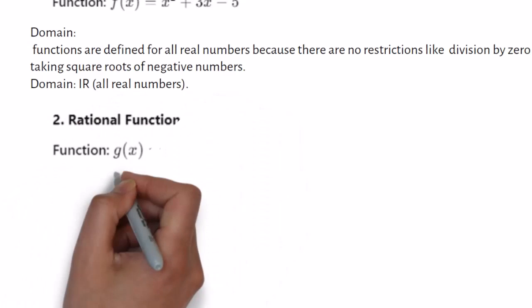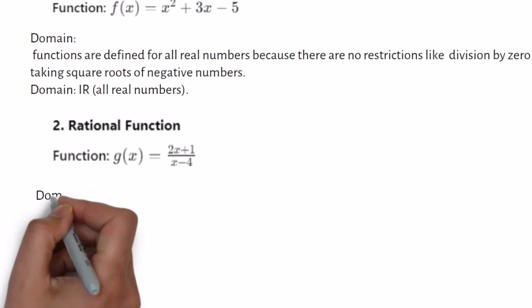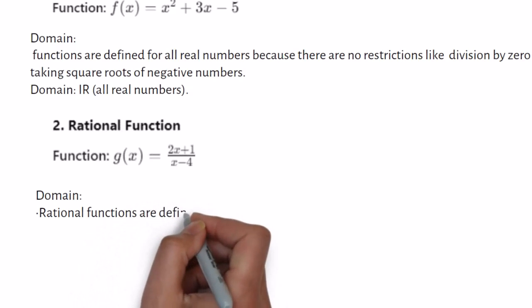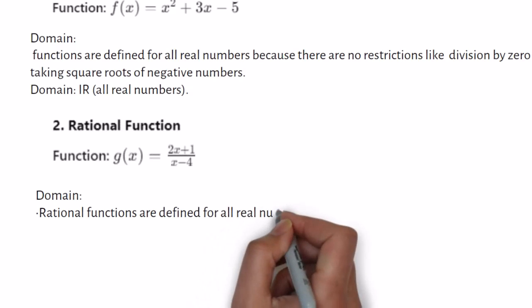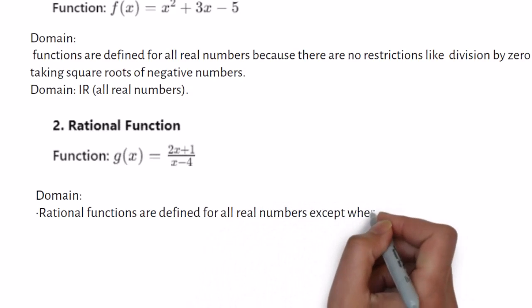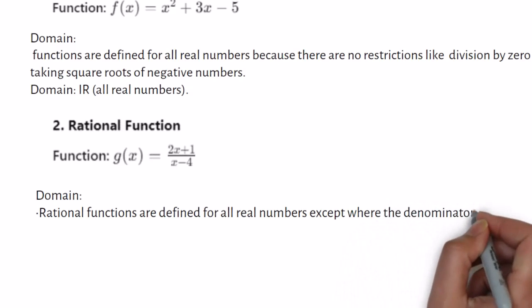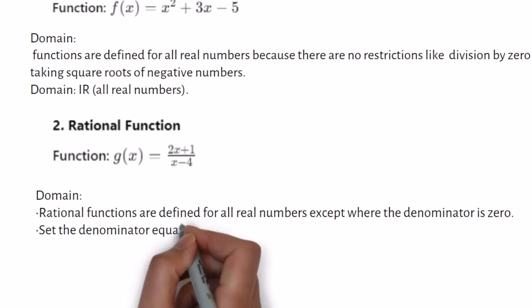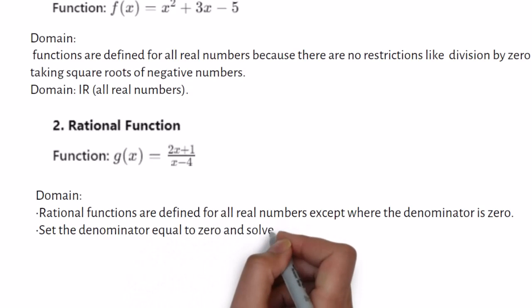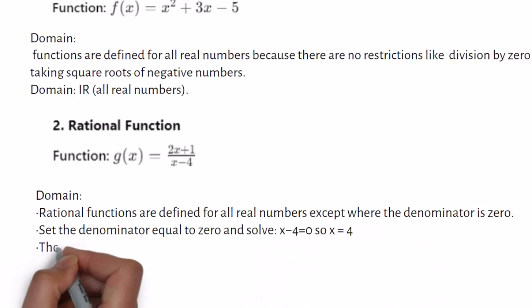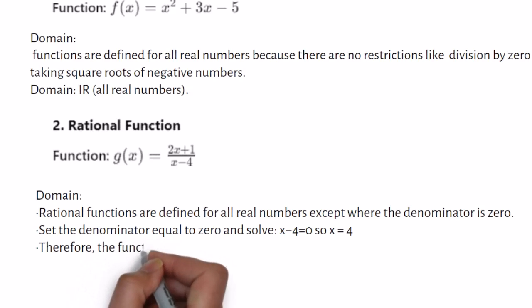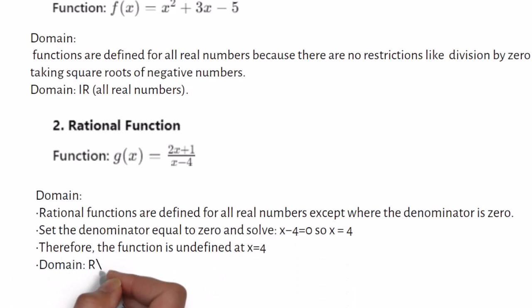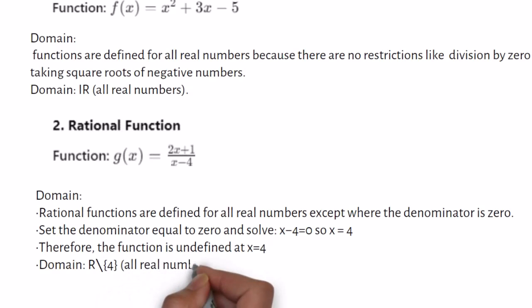Taking the next example, that is of a rational function. As I have written, a function which is in the form of p by q. So domain will be, rational functions are defined for all real numbers, but there is one exception. That is, there should not be 0 in the denominator, since it makes the function undefined. So what will you do? Set the denominator equal to 0 and solve. Denominator is x minus 4 equals 0, which gives us x equals 4. Therefore, the function is undefined at x equals 4. It means the domain is all real numbers except 4.